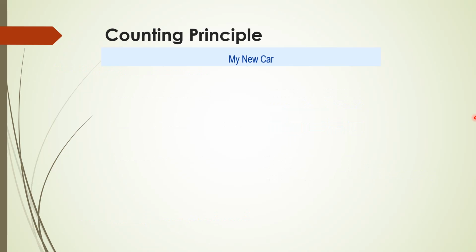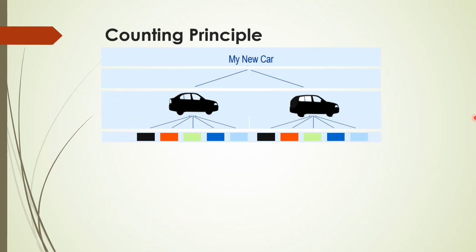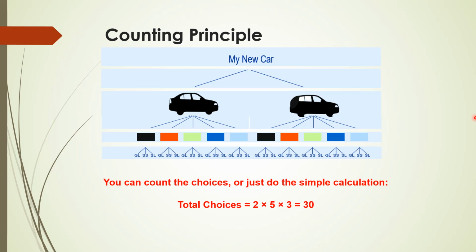Well, let's have a look. First of all, you have a choice between a hatchback and a sedan. There's 5 colors for each one of these to choose from. And for each of the colors that we have, there's 3 different models to choose from. So you can see that the sample space is quite big. You can count the choices, or you can simply do the calculation based on the fundamental principle of counting.